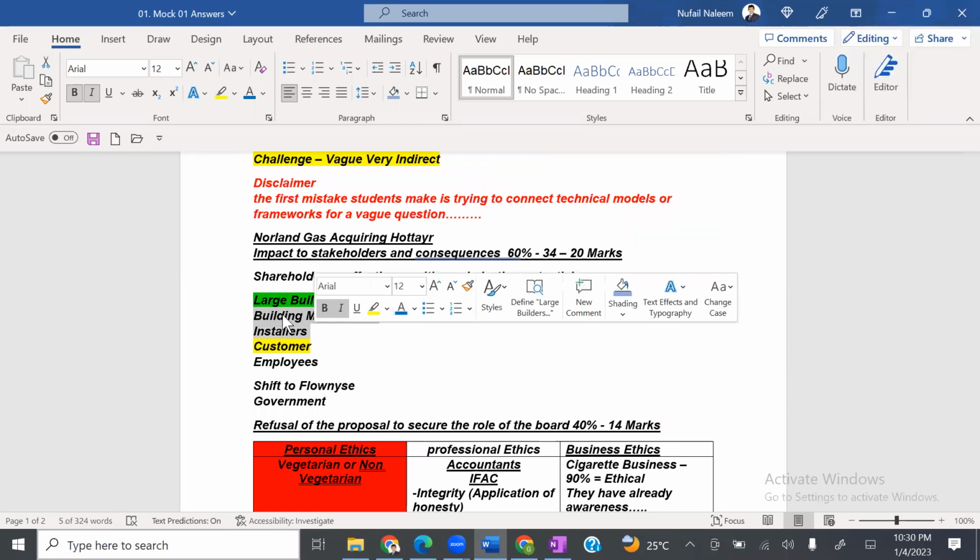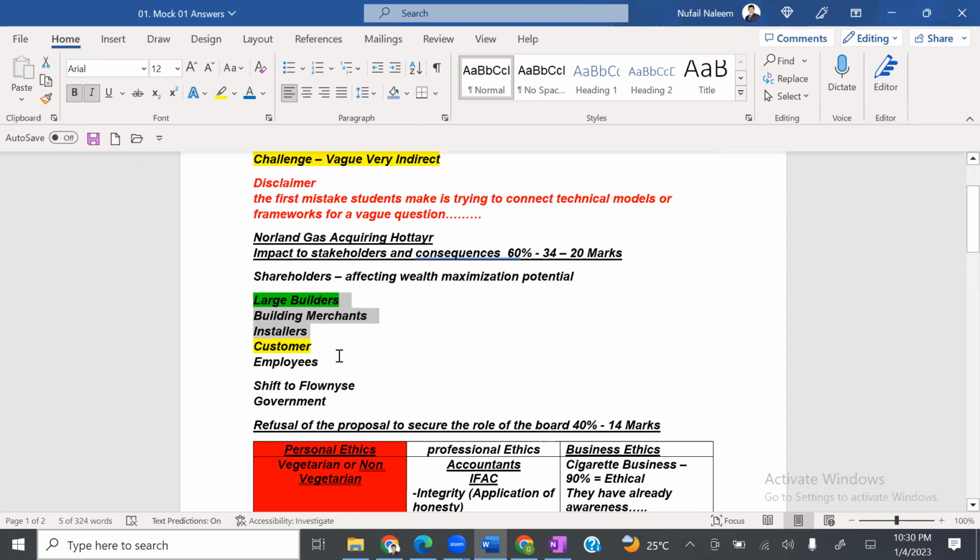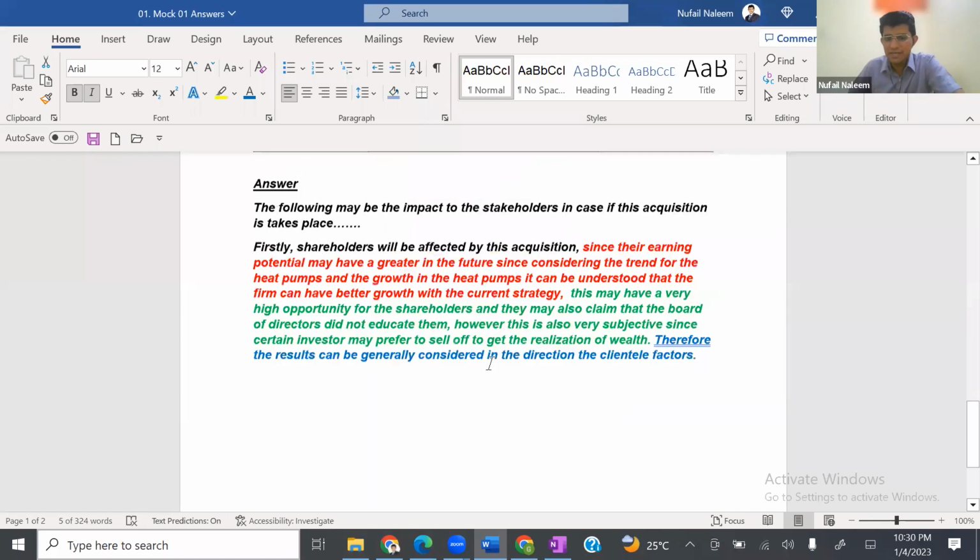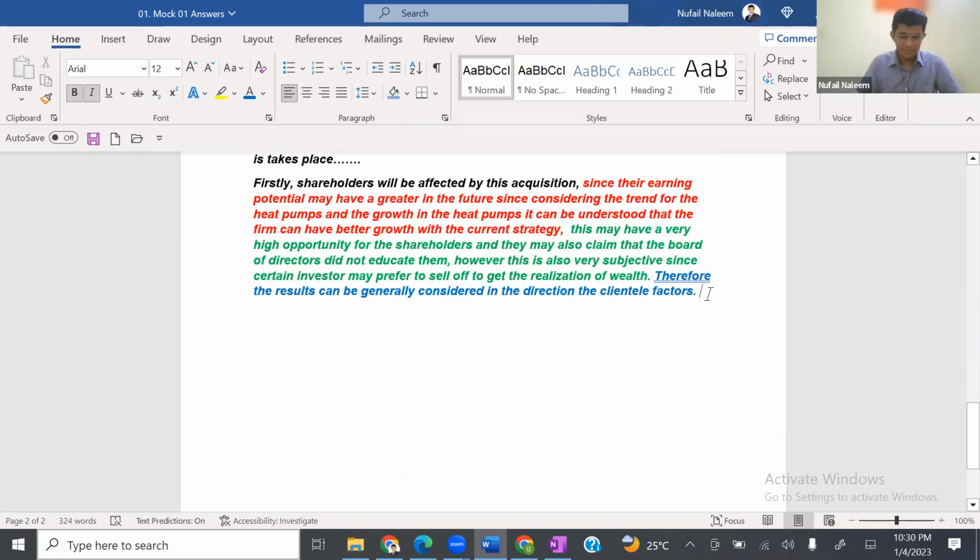Builders, merchants, installers, we can club that together. So I'll write down a clientele factor. Further, this can affect the network of distribution chain.